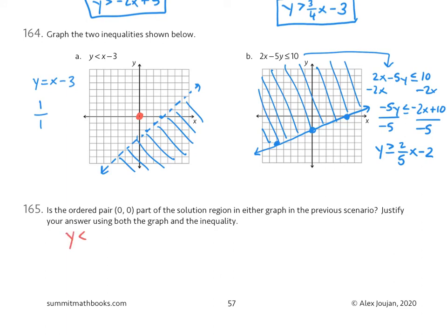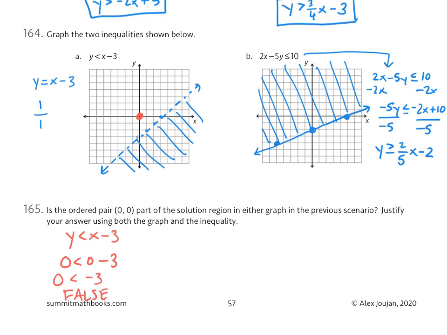Let's look at the inequality. Y is less than x minus 3. Let's replace x and y with 0 and 0 to see if 0, 0 makes the inequality true. So 0 is less than 0 minus 3. 0 minus 3 is negative 3. 0 is less than negative 3. That is false. So that's another way to see that the point 0, 0 would not be in the shaded region. Using the graph, I can see that it's not in the shaded region. Using the inequality, I get a false statement.